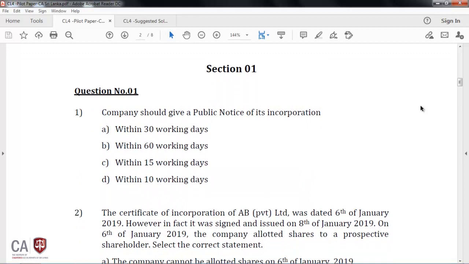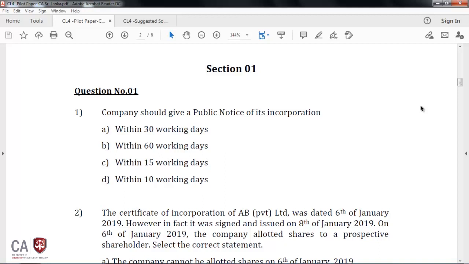Now when we go to section 1, the first MCQ question is: a company should give a public notice of its incorporation, and you need to find the best or more correct answer. I have told you when we were doing the incorporation of a company, the first most important thing in incorporating a company is that the articles of association are to be provided along with the necessary forms as per the Registrar of Companies.